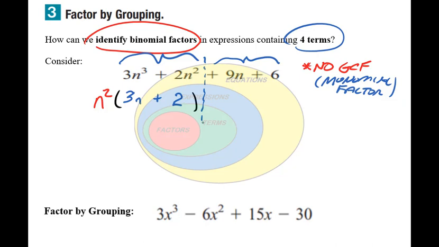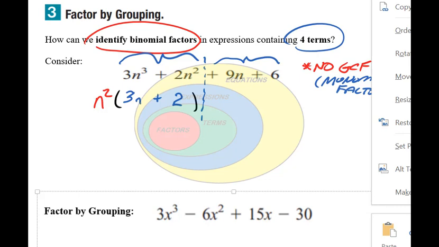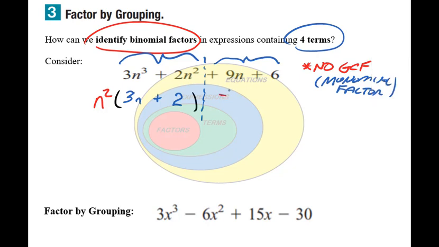If we look at the other grouping on the other side and look at that separately, is there a common factor? Yes, there's a common factor of 3. And what's left of the 2 terms when I factor out a common factor of 3? It would be 3n plus 2. So now we have to realize that we just looked at the 4 terms as 2 groups.